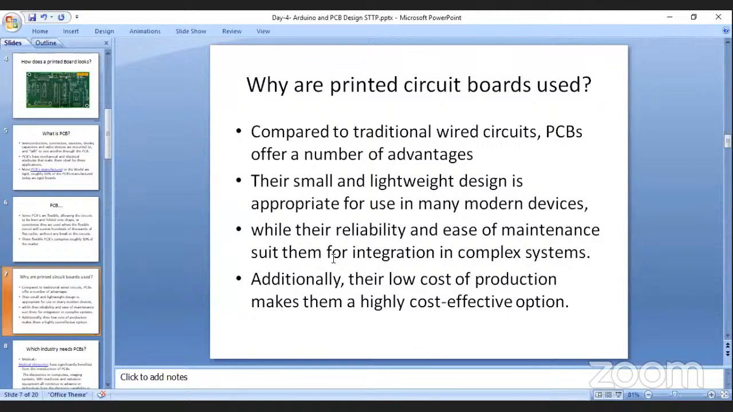So definitely it adds more advantages when certain points are considered in the design. The more advantages you provide to your consumer, the more these things come into the picture while thinking about the design of whatever product you might be thinking about. Let's say reliability and ease of maintenance suit them for integration in complex systems.